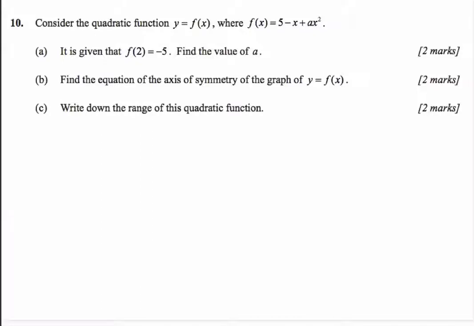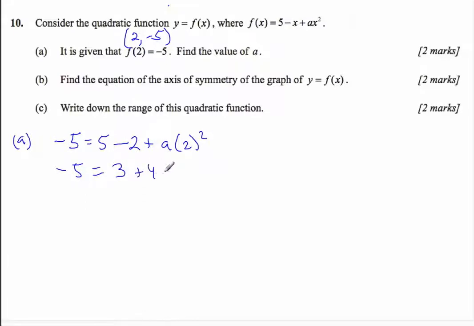Okay, next example, we have a quadratic function, and we have to find the value of a. They give you f of 2 equals negative 5, so that's a point where the x value is 2 and the y value is negative 5. So we can substitute in the point and find the value of a. Negative 5 equals 5 minus 2 plus a times 2 squared. Negative 5 equals 3 plus 4a. Minus 3 from both sides, we get negative 8 equals 4a. Divided by 4, a equals negative 2.